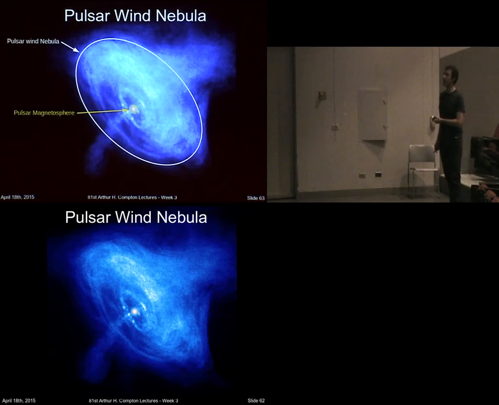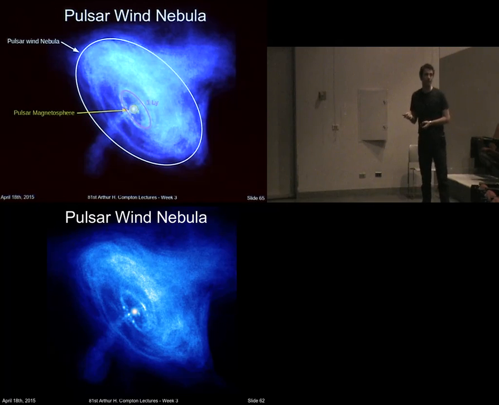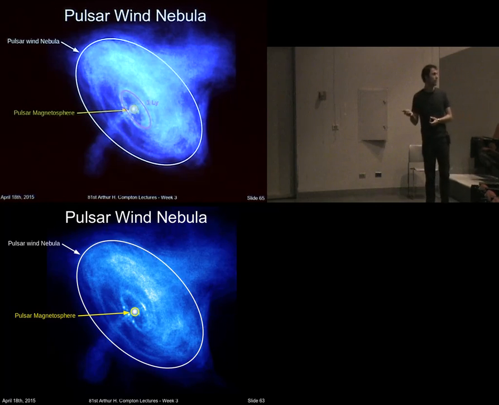So what's happening here? This bright spot in the middle, that's our magnetosphere. The blue, wispy, glowy stuff, that's the wind. And just to give a sense of scale, the inner ring, as astrophysicists call it, is about 1 light year from the magnetosphere. And what we're looking at, I should say, is X-ray emission from the Crab Nebula, recorded by the Chandra telescope.